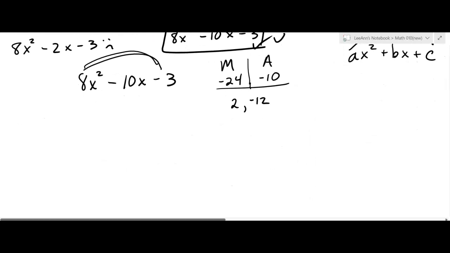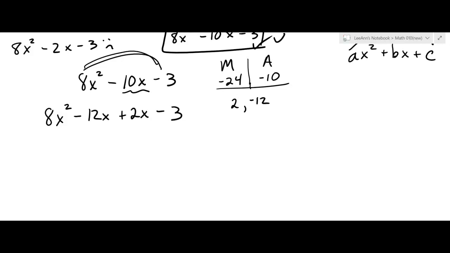So how do we get that? Here's what you do. You unfoil it. Keep the first term, 8x squared. And then you're going to split this up into minus 12x plus 2x. It doesn't matter which number you put first, but if I have one positive and one negative, I usually put the negative one first. It just makes it a little easier with the signs. But it doesn't matter. You could put 2x and minus 12x.